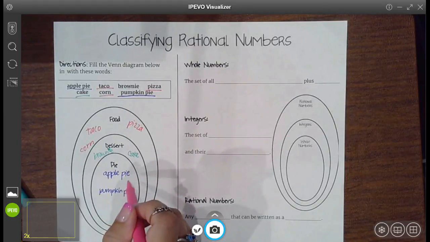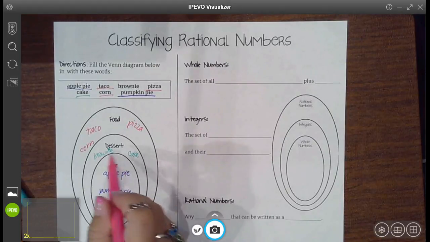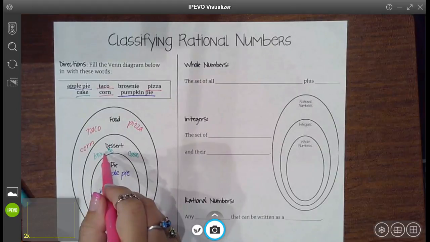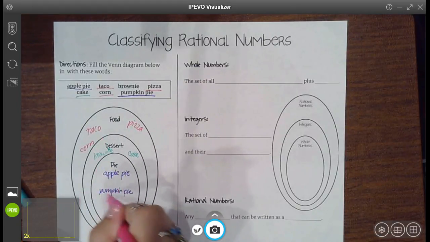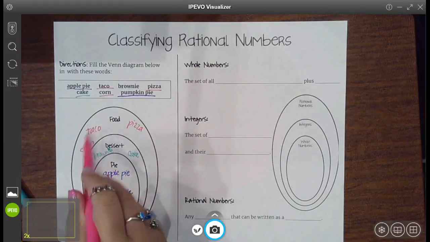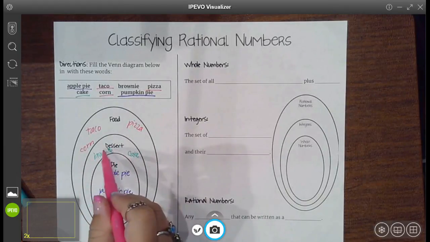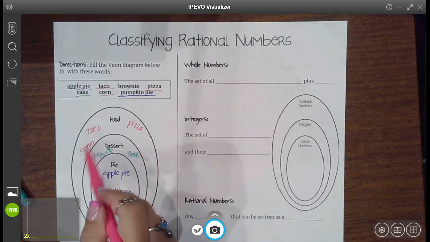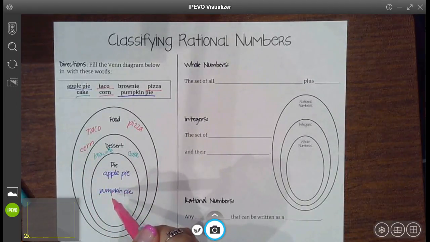And then brownie is not a type of pie, right? But it is a type of food. Again, brownie in here, it's not this, but it is a part of this. So this is a part of this circle and this circle and this circle. This one, the green one, is a part of dessert and a part of food. And then the pink writing is only within the food. It's not a dessert and it's not a pie. And that's how Venn diagrams work.